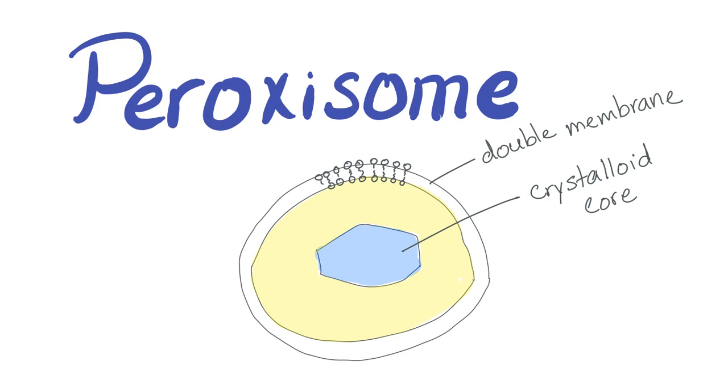Today's topic is peroxisome. It has a peroxisomal membrane, which is a double membrane, and sometimes it has this crystalloid core. Peroxisome contains hydrogen peroxide. So, without further ado, let's get started.